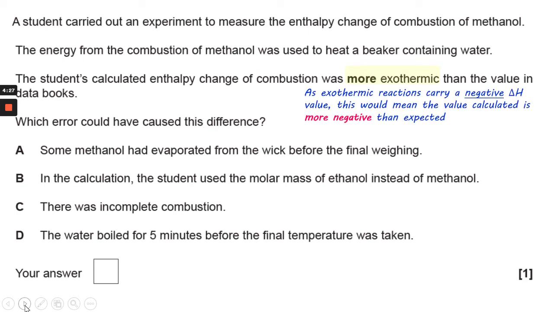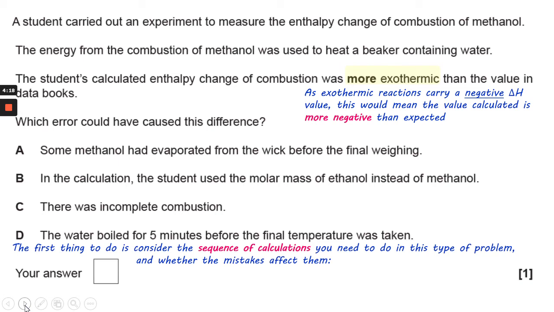Well, basically, exothermic reactions carry a negative delta H value. So this, mathematically, means that the value calculated is more negative than expected. So what we need to do is think about the sequence of calculations required to work out delta CH.